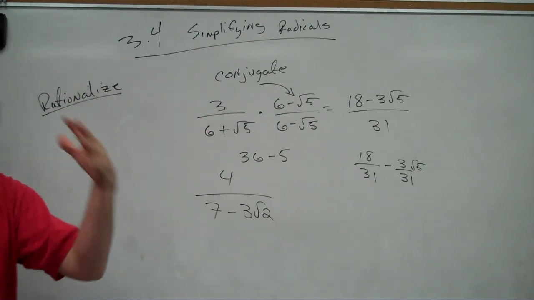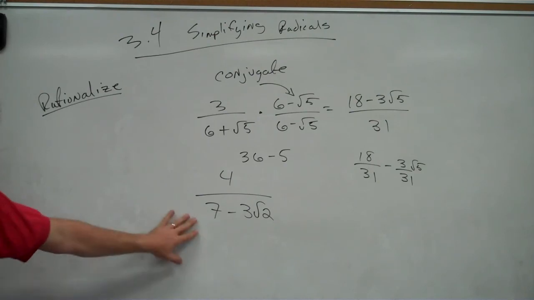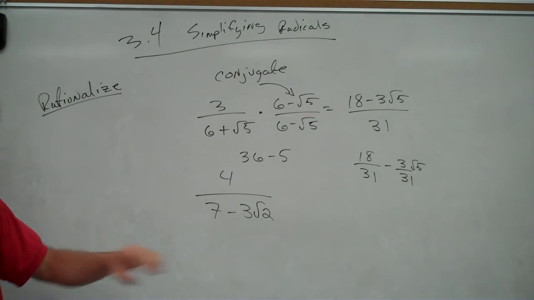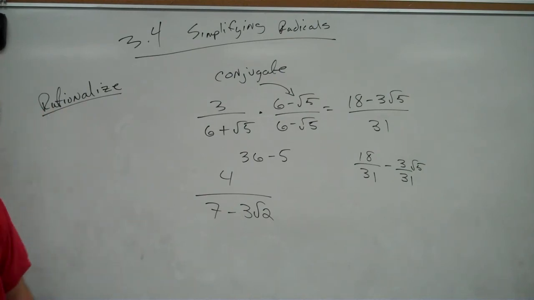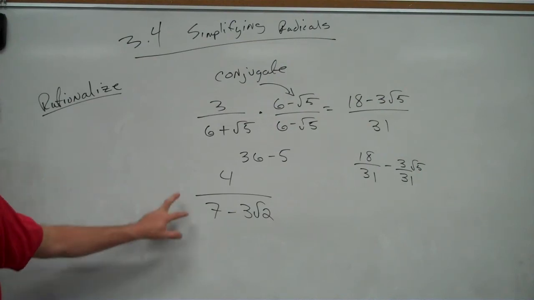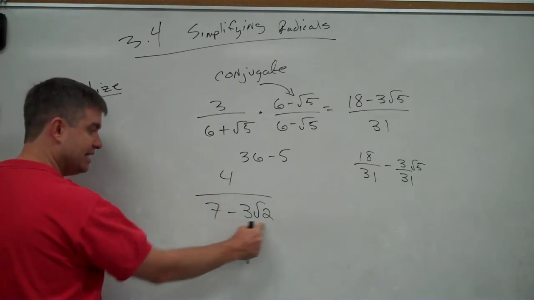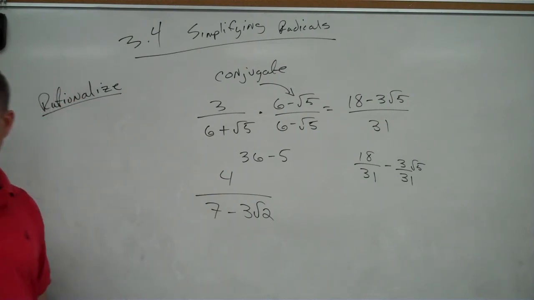If it just asked you what is the conjugate, which could or could not be on the EOCT, what would you say? 7 plus 3 root 2. Now, why am I spending any time on this problem? It's numerical. Your calculator will do it for you. Type it in. One more chance to practice. Practice, practice, practice. The conjugate is this with the sign change. Okay, type it in your calculator. Tell me what you get.